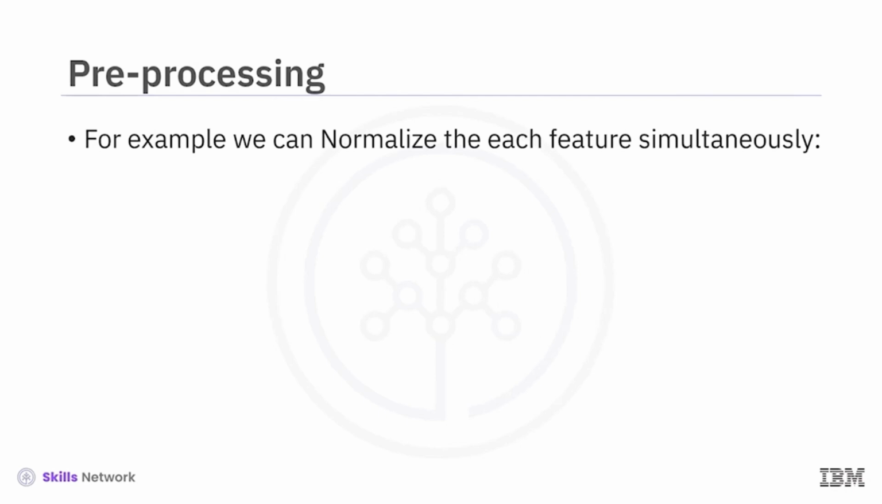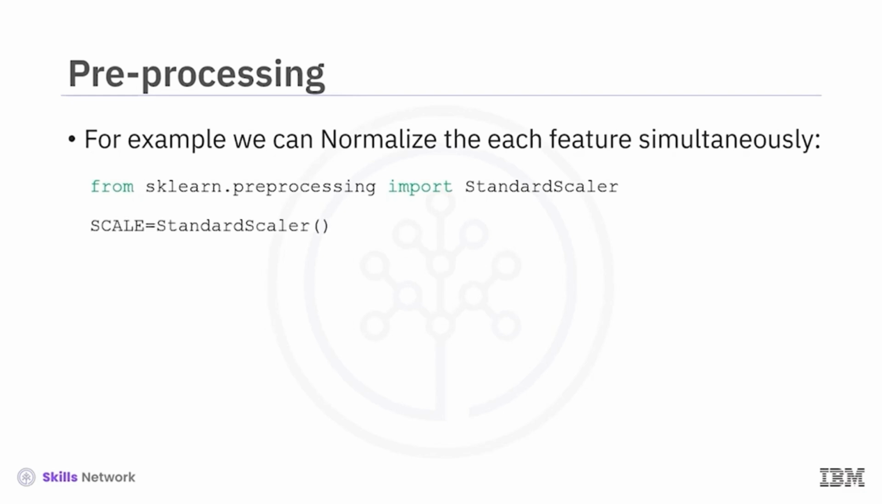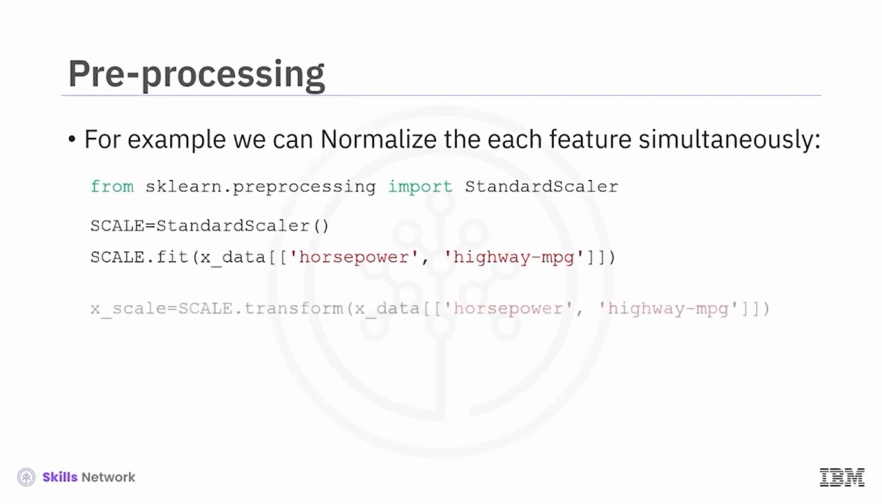As the dimension of the data gets larger, we may want to normalize multiple features in Scikit-learn. Instead, we can use the preprocessing module to simplify many tasks. For example, we can standardize each feature simultaneously. We import standard scaler. We train the object. Fit the scale object. Then transform the data into a new data frame or array x_scale. There are more normalization methods available in the preprocessing library as well as other transformations.